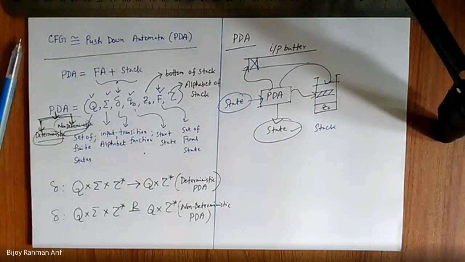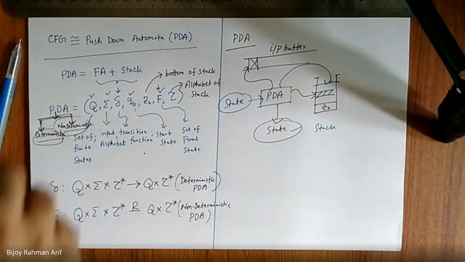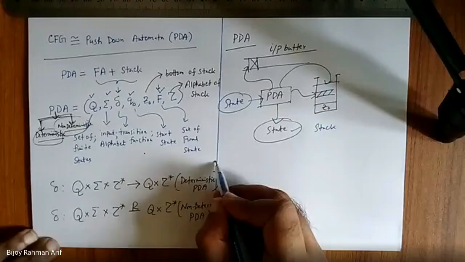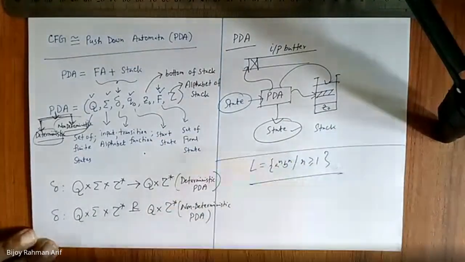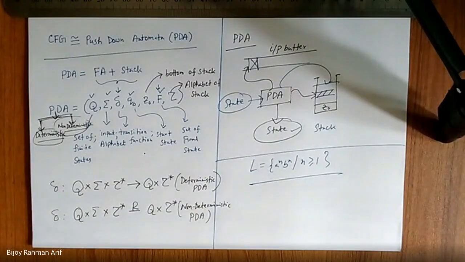All right. If you understand, now we know this language a^n b^n, n greater than or equal to 1. This can be solved using PDA. So what would be the strategy for this? How can you accept this language using PDA? What would be the strategy?